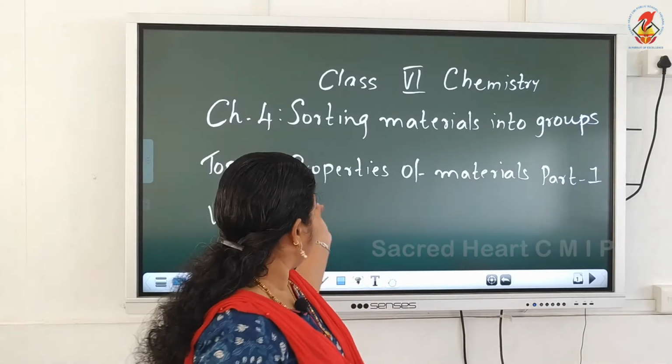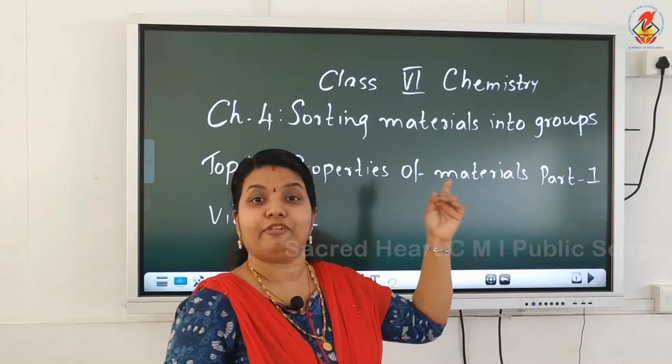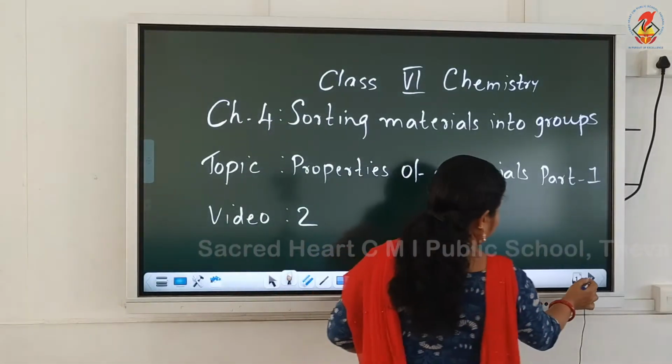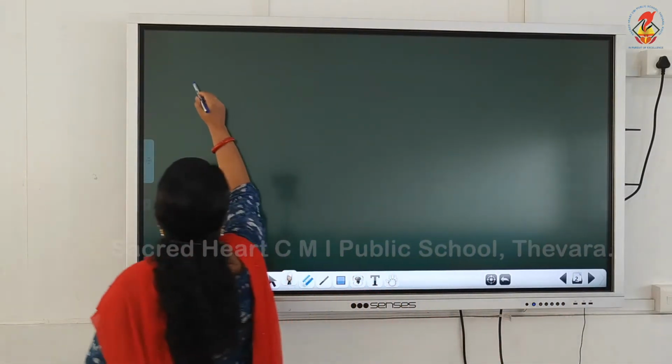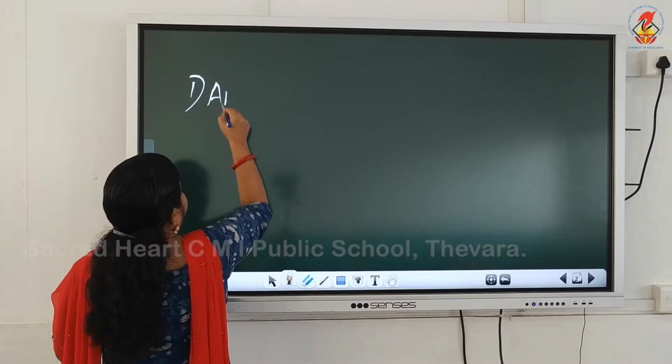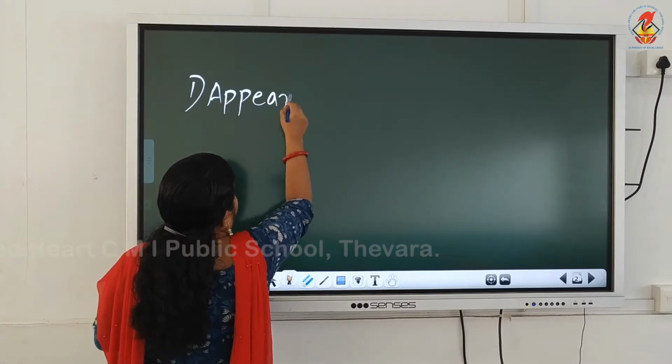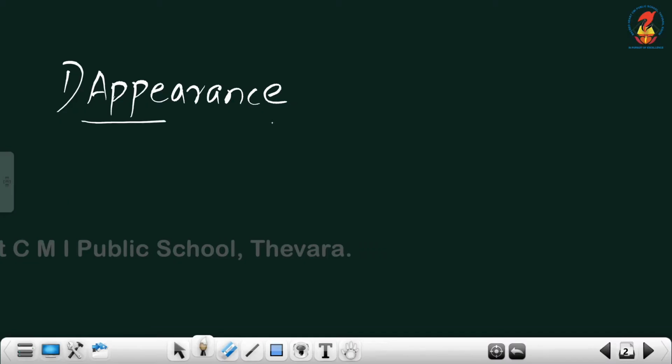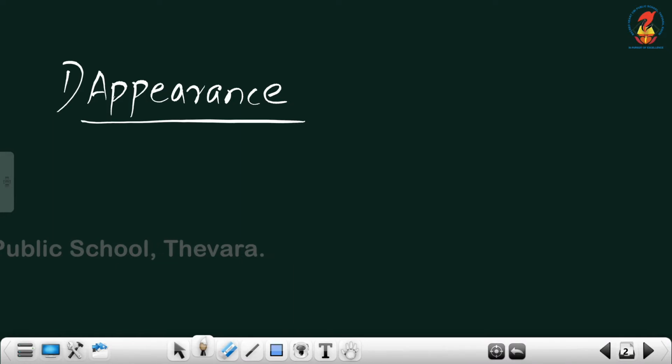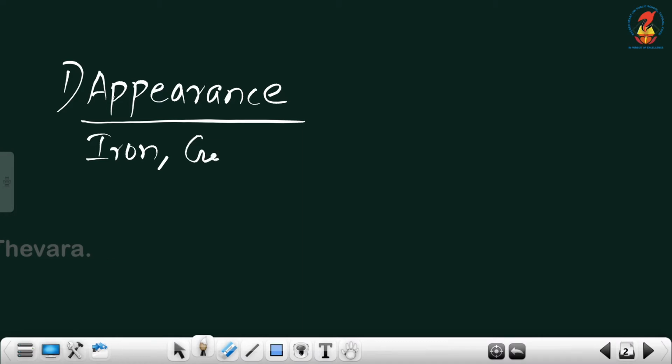So in this class we will see what are the properties of materials. Under that, the first one is appearance. So compare materials like iron, gold, silver. All these materials are familiar to you.